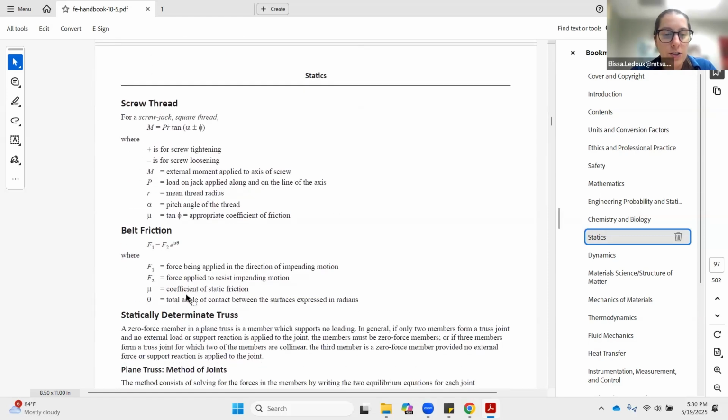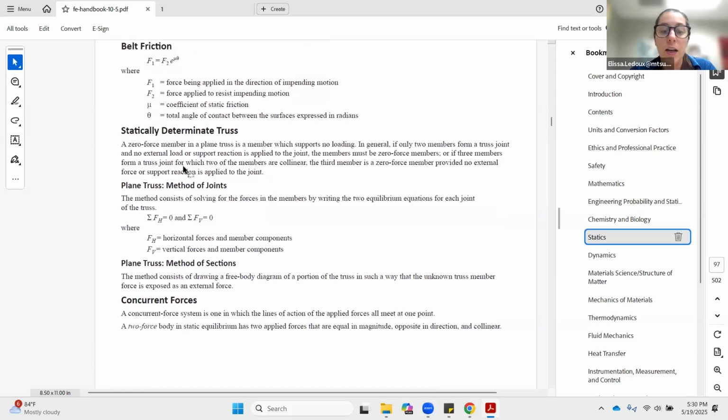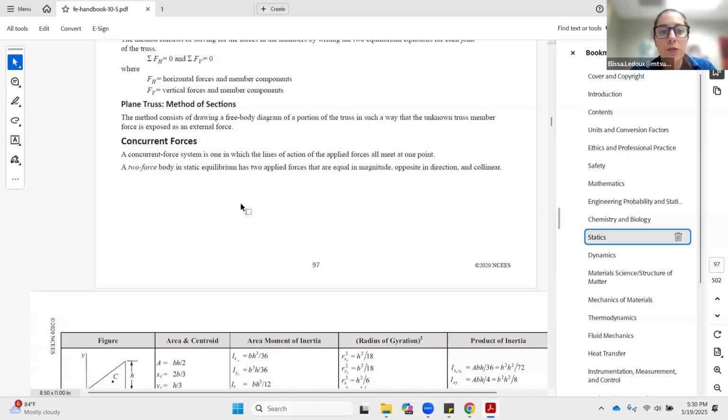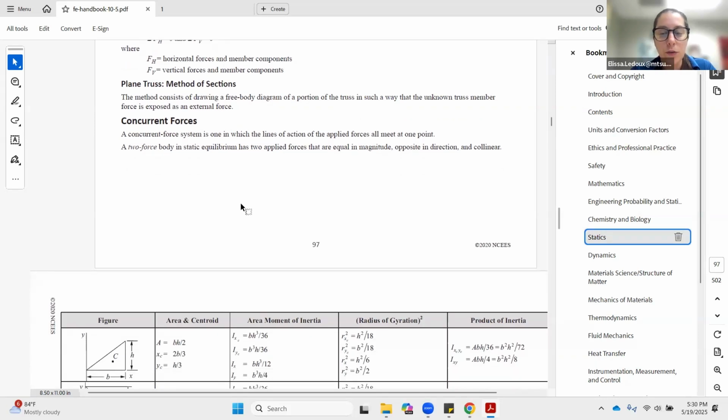Screw threads and belt friction, they probably will not ask you about that. Truss, they will. So look back at your notes for statics, be able to solve a truss either using method of joints or method of sections. And then be able to solve for forces that are in equilibrium. So if you have multiple forces happening, you know the system's in equilibrium, then if you're given two of the forces, you can find the third one.